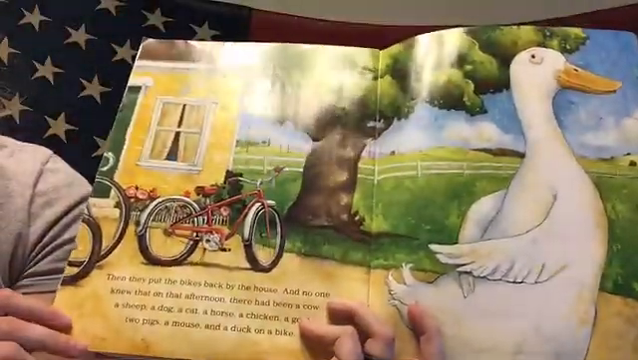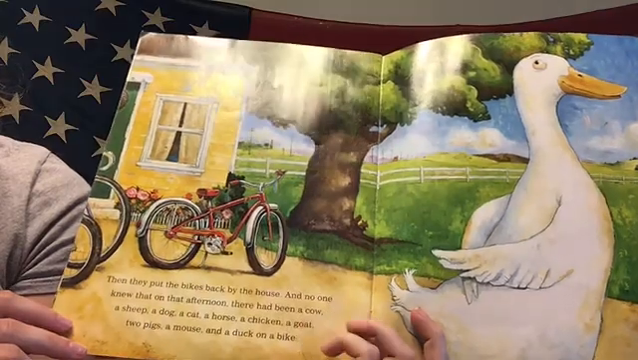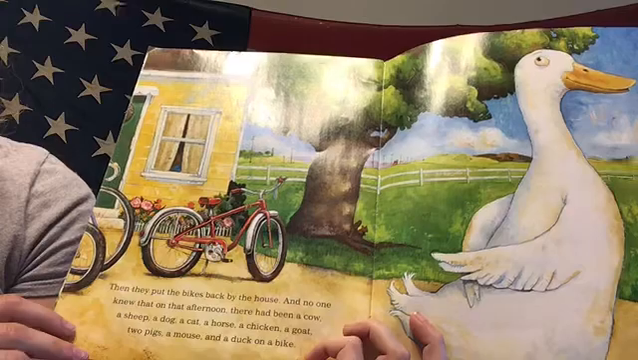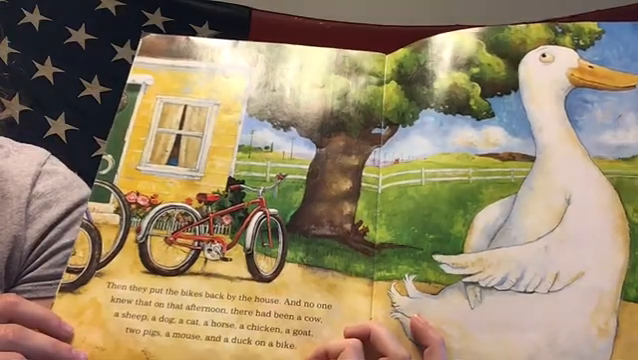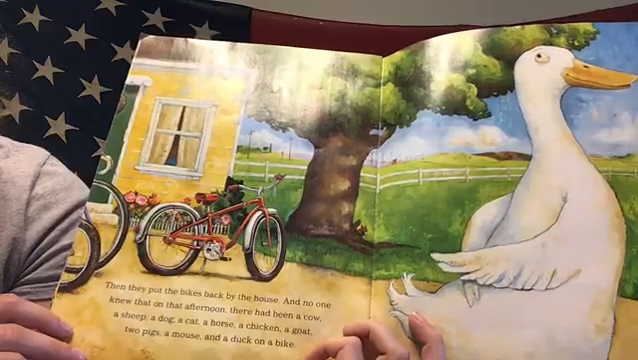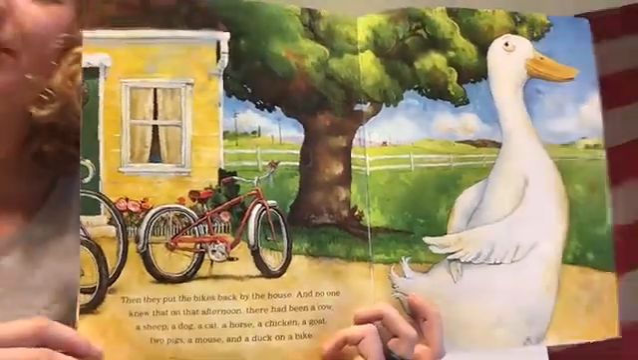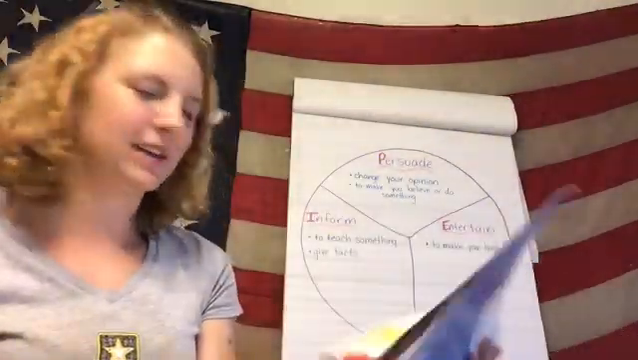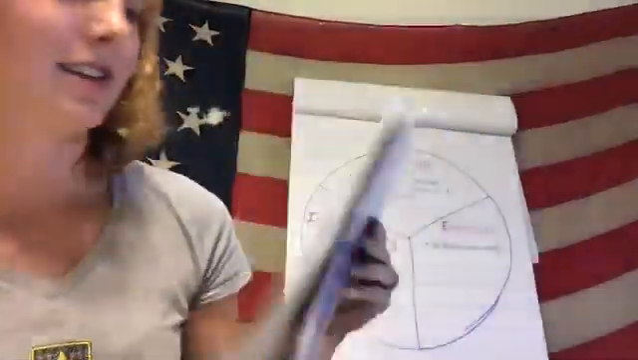Then they put the bikes back by the house, and no one knew that on that afternoon there had been a cow, a sheep, a dog, a cat, a horse, a chicken, a goat, 2 pigs, a mouse, and a duck on a bike. What a silly, silly story. The end.